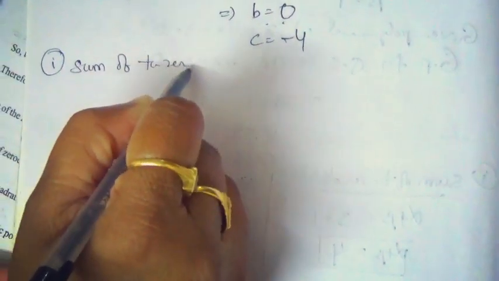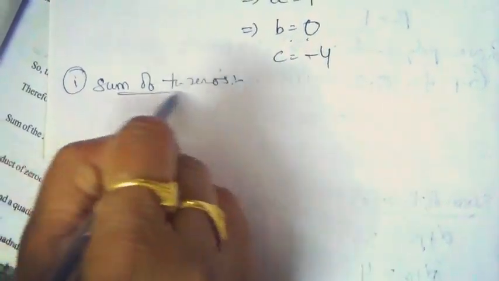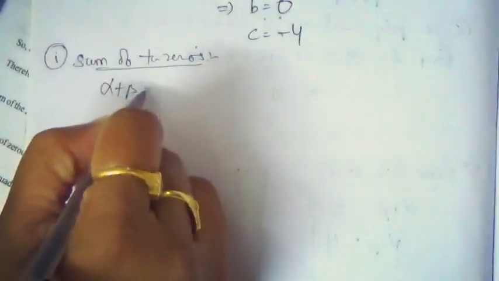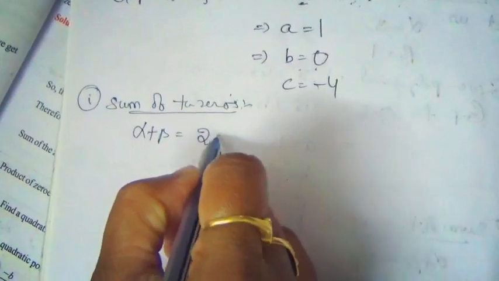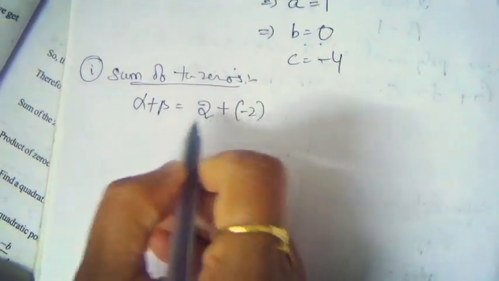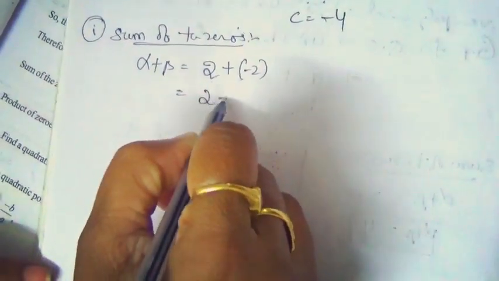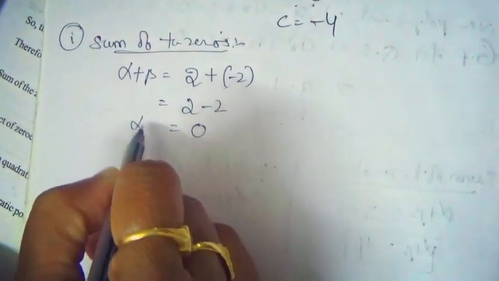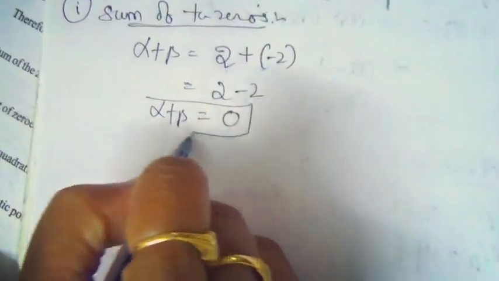The first one is sum of the zeros. What is sum of the zeros? Alpha plus beta. What are the alpha and beta values here? Plus 2 and minus 2. 2 plus of minus 2. So 2 minus 2, that is equal to 0. This is alpha plus beta value.